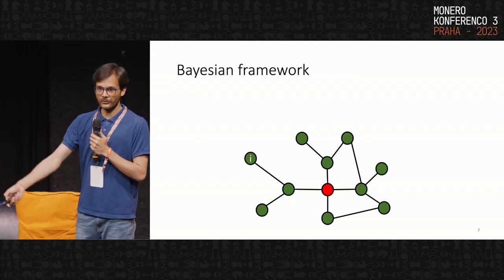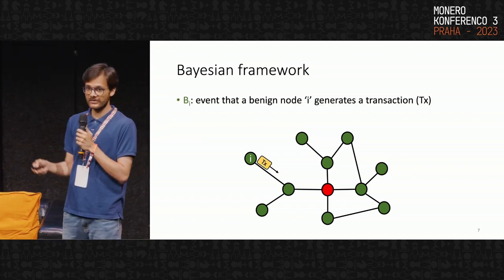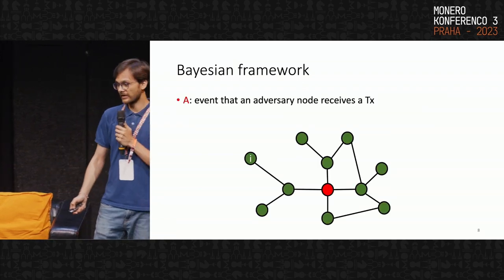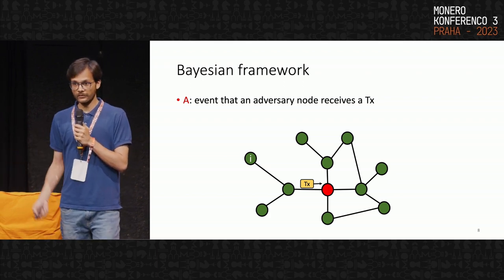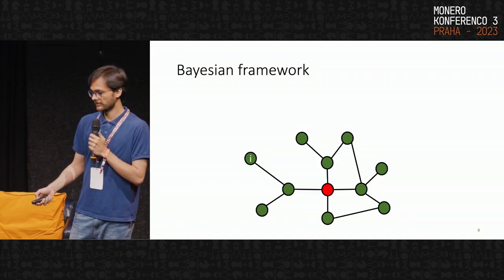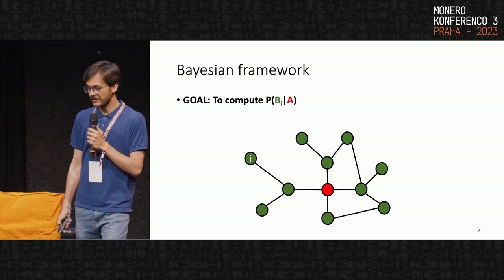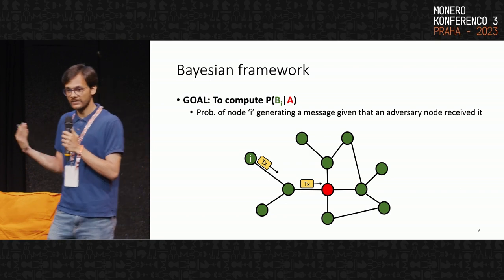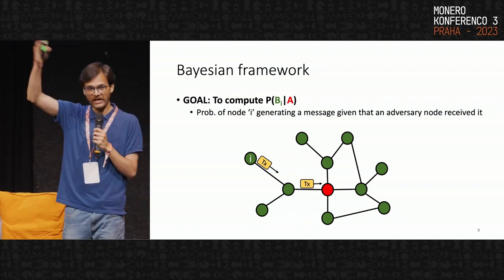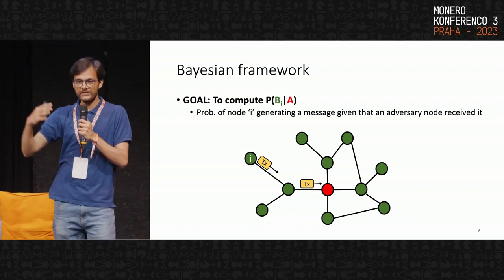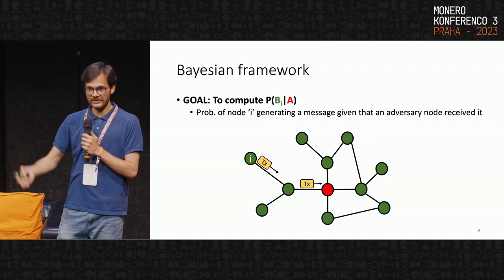To define this framework, I need to define some events. These are very simple events. One event is BI, which is that some benign node, or normal node, I generates a transaction. Then there is another event A, that the red node, which is the adversary node, receives a transaction. Given these two events, what are we interested to know from an anonymity perspective? It is this conditional probability, P(BI | A). What that means is, given that some adversary node has received a transaction, in this case the red node, what is the probability that some node I generated it in the network? If we have this for all the possible originators in the network, we can make sense of who is the more probable sender and who is the less probable sender, and we can then use this information to calculate anonymity sets.